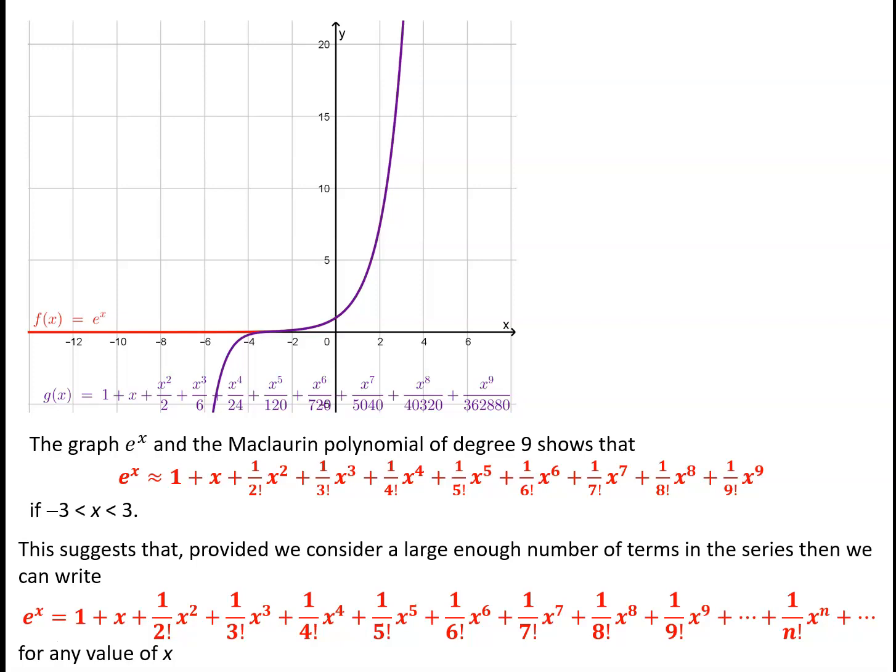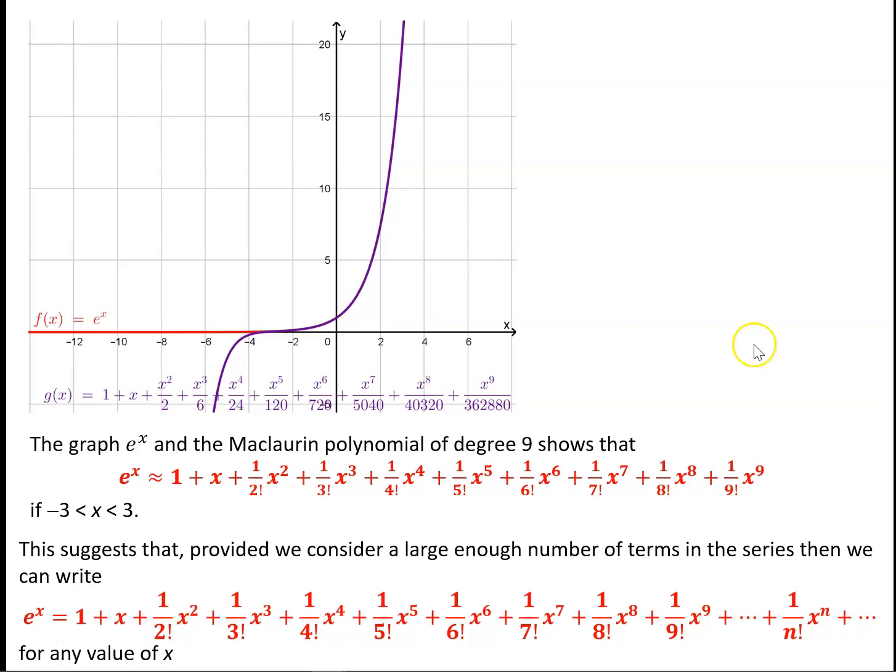And this suggests that provided we consider a large enough number of terms in the series, then we can write e to the x equals 1 plus x plus 1 over 2 factorial x squared plus 1 over 3 factorial x cubed all the way along to plus 1 over 9 factorial x to the 9, and the general term in the series looks like 1 over n factorial x to the n, and that this will be valid for any value of x.